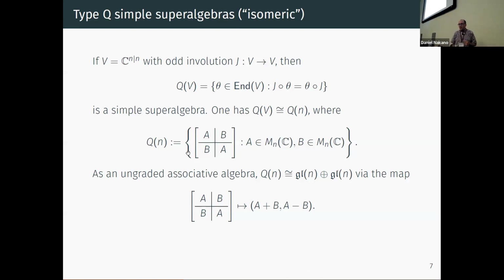And as an ungraded associative algebra, this identifies just with a direct product of 2 copies of GLN, but via a non-homogeneous map. So another thing to do if you get bored, check that this is an algebra map, but non-homogeneous because it's adding together things of opposite parities.